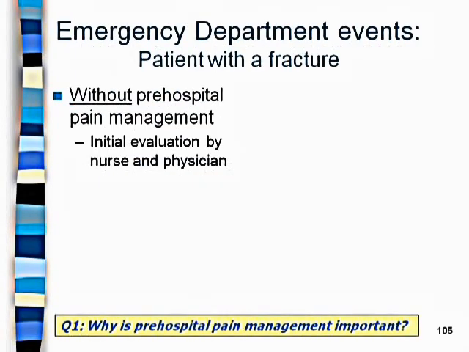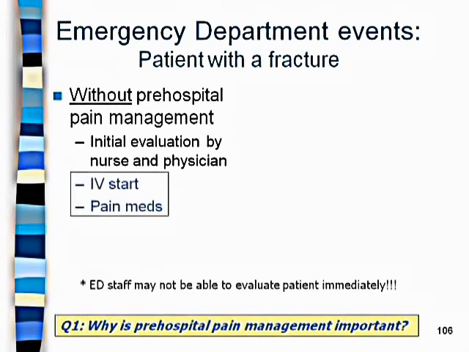What happens after a patient arrives in the emergency department? For example, a patient with a fracture. If pain management has not been addressed prior to arriving at the emergency department, the patient will be initially evaluated by a nurse and a physician, and then once the patient's injuries and the pain severity have been assessed, an IV will be started and pain medication will be given. Then the X-ray of the extremity will be performed. The reason pain medication is given before X-ray is that manipulation of the extremities involved can be extremely painful.